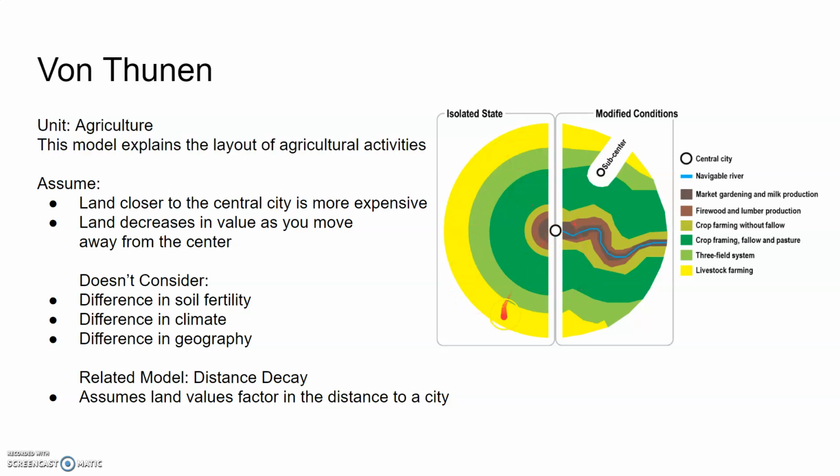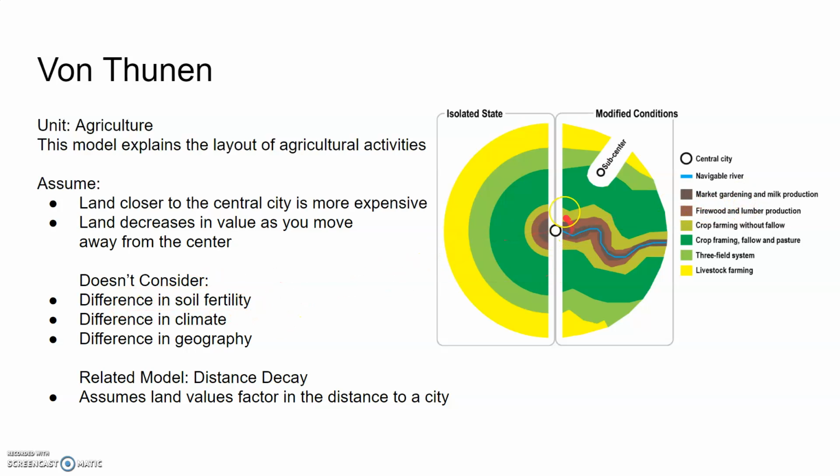So this basically talked about the cost of transportation, and that the ones closer had the highest cost of transportation, so that's why they were moved to the closest. And the ones further out, let's say livestock, had the lowest cost of transportation because cows and sheep can move on their own. They don't need some kind of wagon like strawberries do.